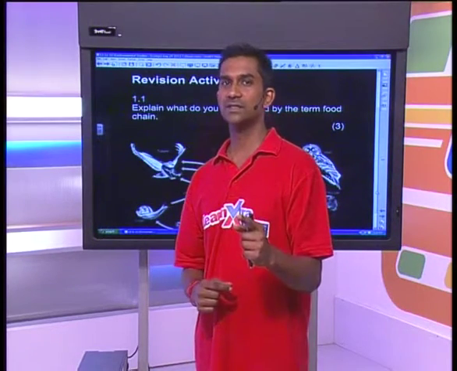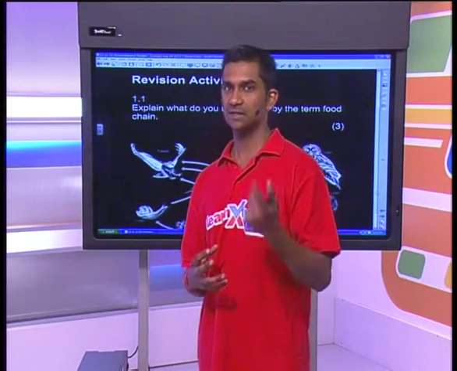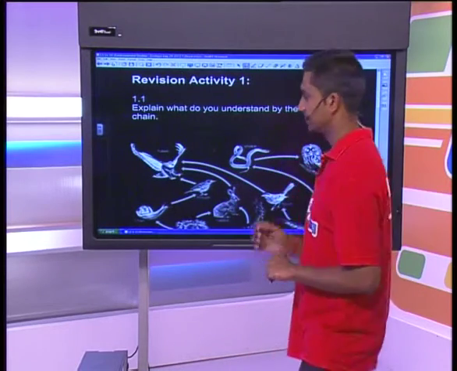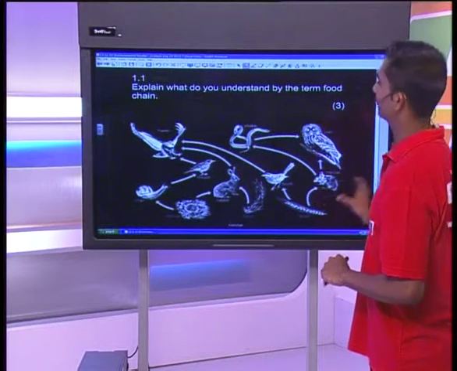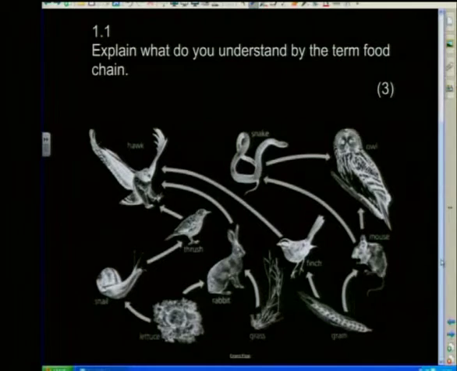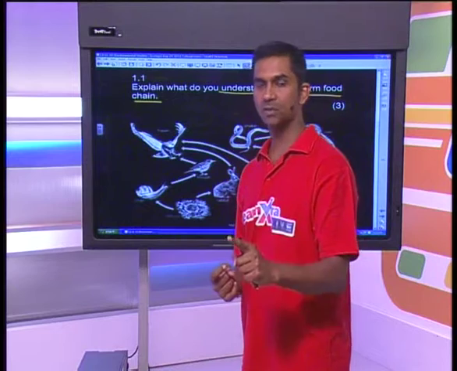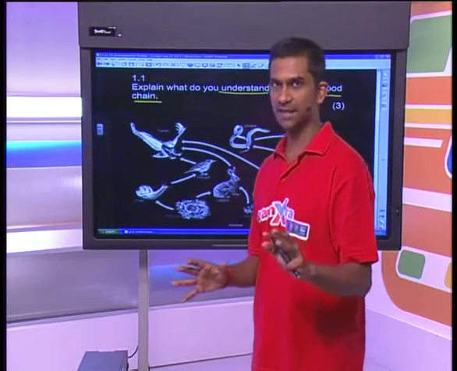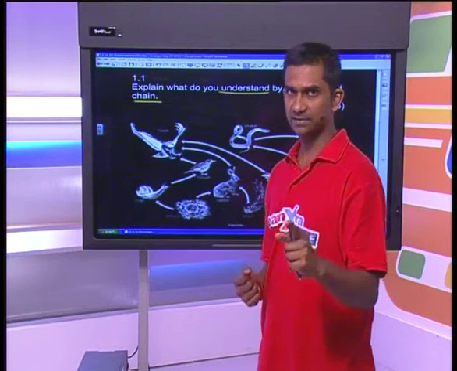Now let's look at some questions that I've prepared for you, and I hope you're going to try and attempt these and I'll get some feedback from you guys. Okay, so here we have a food web, and the first question that I put up is, what do you understand by the term food chain? Now, it's a very simple definition. A food chain refers to the flow of energy from one organism to the next. And that's it.